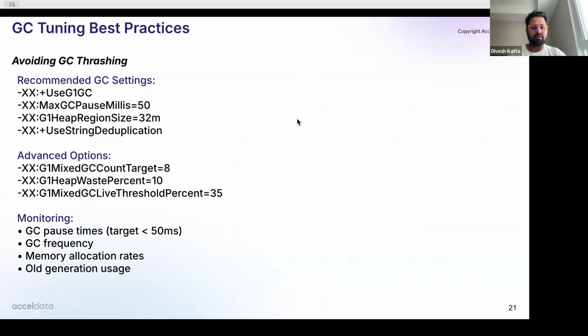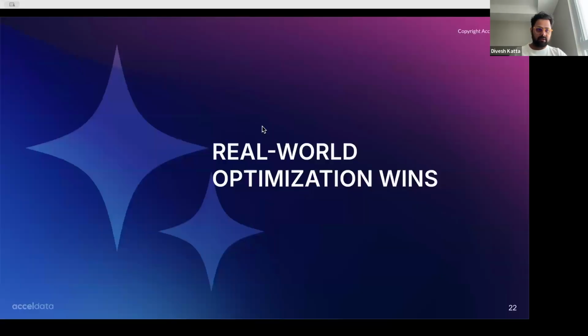Monitor your GC logs using tools like GCViewer or built-in JVM logging. Look for pause times, GC frequency, and memory allocation rate. If you are seeing frequent long pauses, you might need to adjust the heap size or GC parameters. Here is a practical tip: enable GC logging in production. The overhead is minimal and the insights are invaluable when performance issues arise.